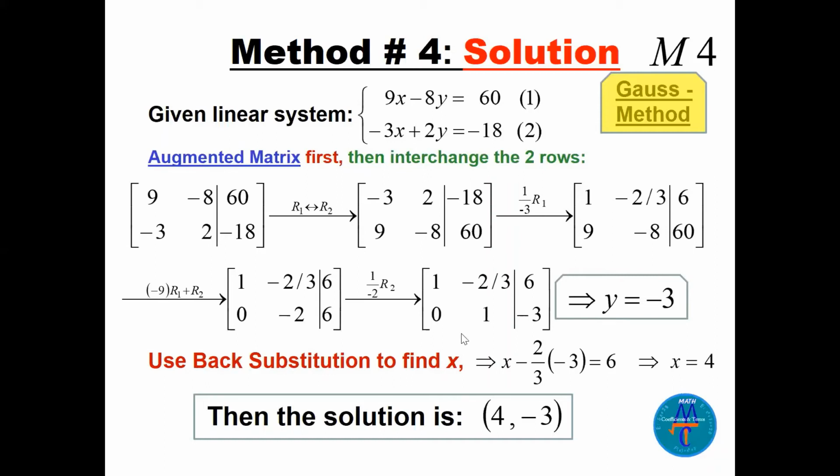So I take row 1 here, I write it here: x minus 2 over 3 times the y, which is minus 3, is equal to 6. So x will be 4. So I get the solution 4, minus 3. This is method number 4.